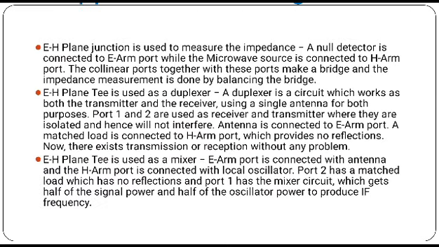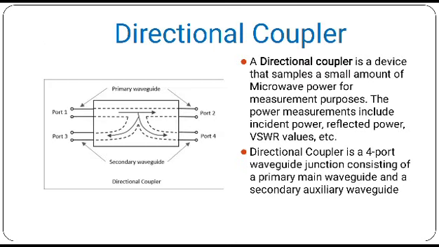Magic T is used to measure impedance. A null detector is connected at the E port and the microwave source is connected to the H port. The collinear ports together with this port make the bridge and the impedance measurement is done by balancing the bridge. Magic T is used as duplexer. It is also used as mixer. These are the applications of Magic T.